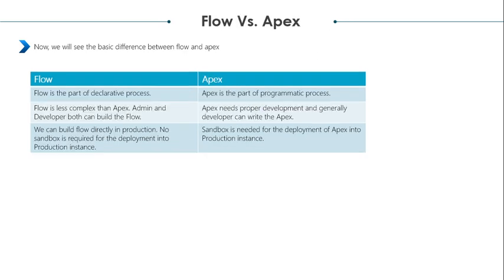Now we will learn about flow versus Apex. The first point is very easy: flow is part of the declarative process, Apex is the programmatic process. Flow is less complex than Apex, that's why an admin or developer can generally build the flow, but Apex needs proper development. For complex logic, we have to write the Apex, and generally a developer writes the Apex. We can build flow directly in production.